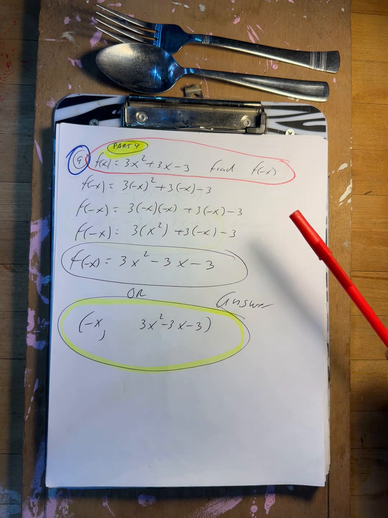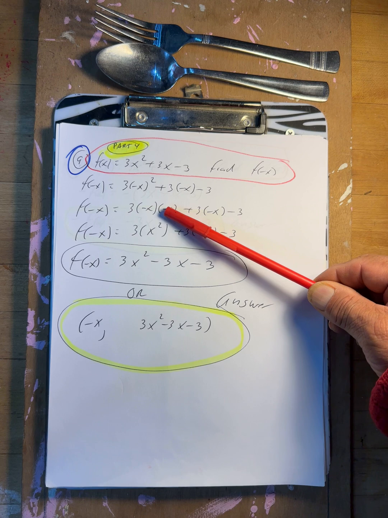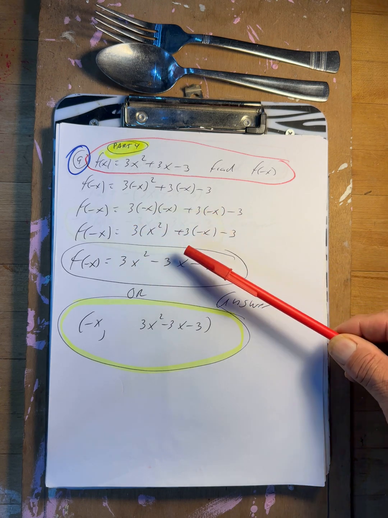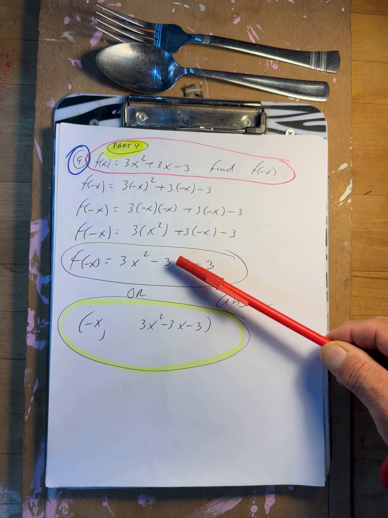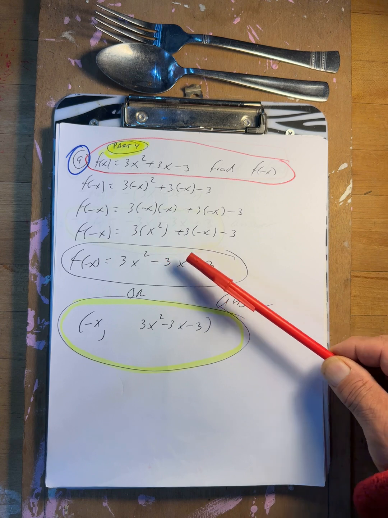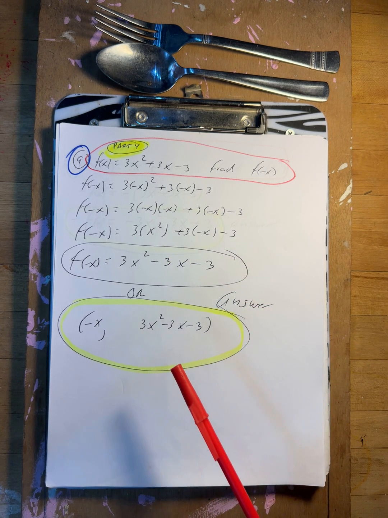Find f of negative x. Put a negative x for the x right here. So this is going to be negative x squared, which is a positive x squared. That times that's 3x squared. This times this is a negative 3x. So that's it: 3x squared minus 3x minus 3. That's all we can do. So if you put a negative x in there, you're going to get 3x squared minus 3x minus 3.